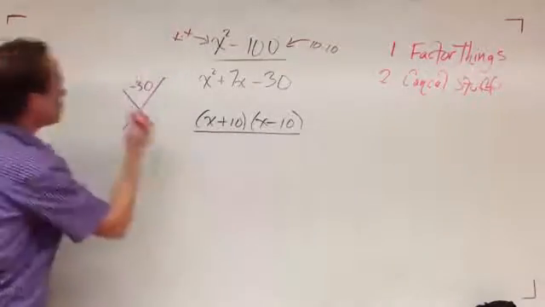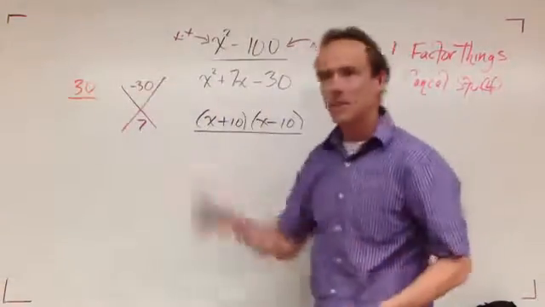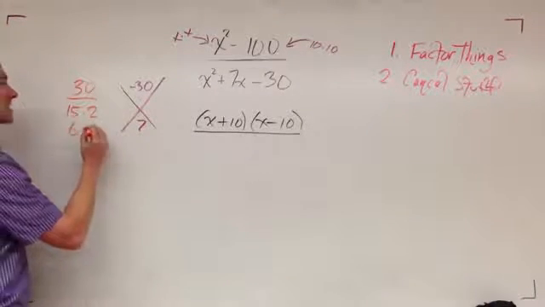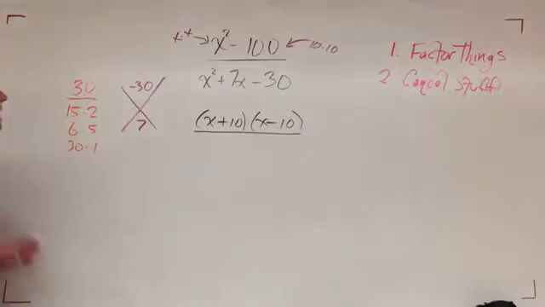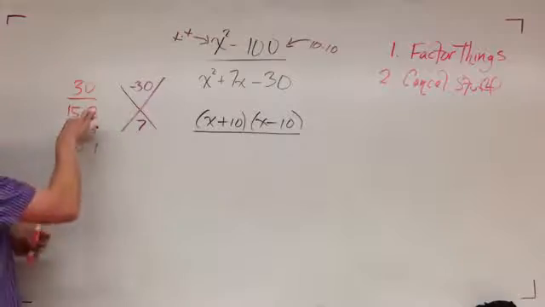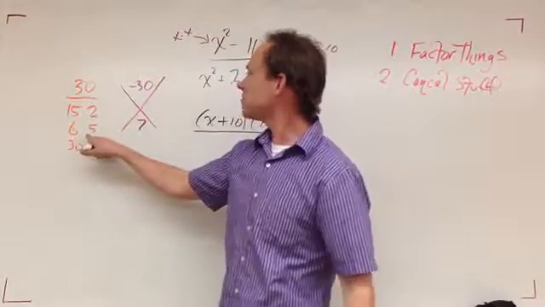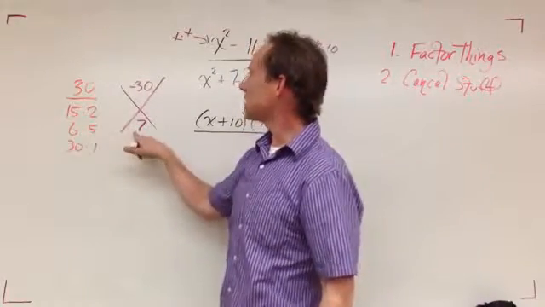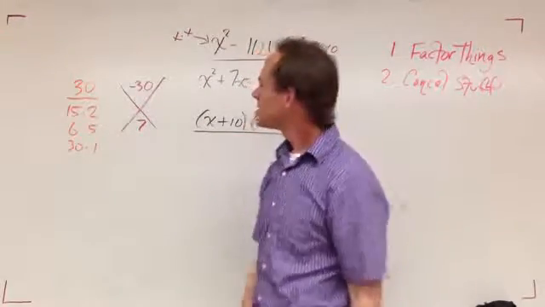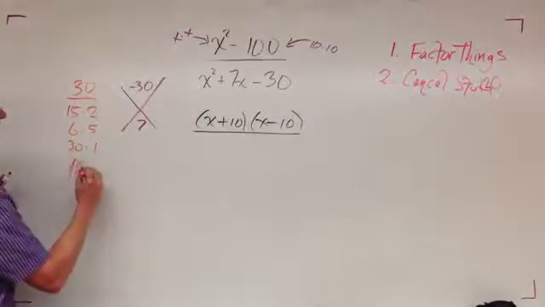You just say, okay, well, I'm going to put 30 up here, and I'm going to think, what are my factors of 30? What numbers get me to 30? Well, I got 15 times 2. I got 6 times 5. I got 30 times 1. And think about which one of these are actually going to be able to get you to 7. There's no way you're going to add or subtract 15 and 2 and get to 7. 6 plus 5, again, we're not getting to 7. 30 and 1, not getting to 7. Which one is it? Oh, I forgot one. 10 times 3.